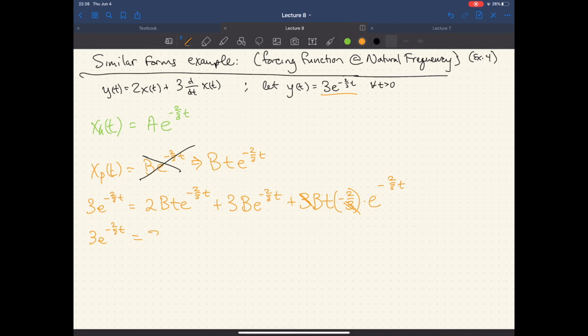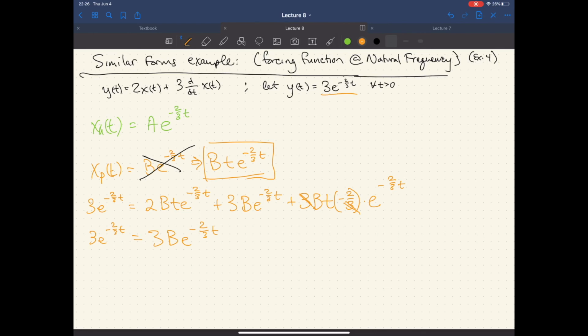Fortunately in this particular example, we get some nice cancellation happening. So we end up with just 3b e to the minus 2/3 t. Now, I know you're saying, hey, what happened to our b, t, e to the, whatever. Don't worry about that. We're not doing that right now. We know what the form was. All we're looking for right now is b. So we just got to solve.